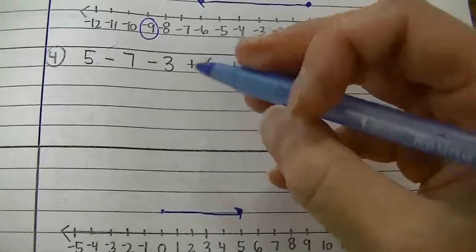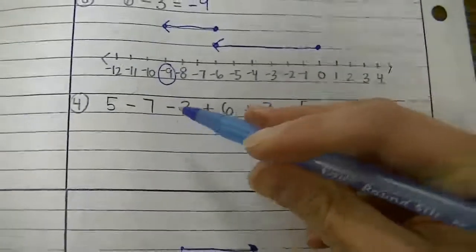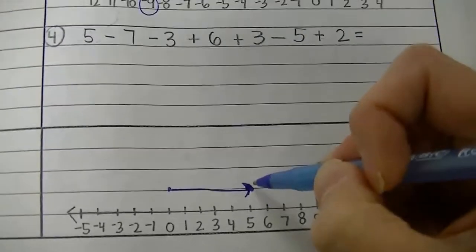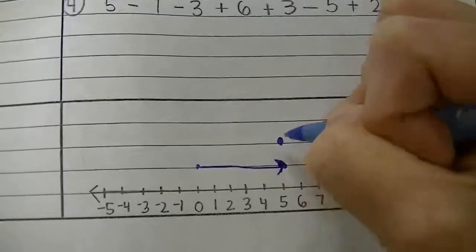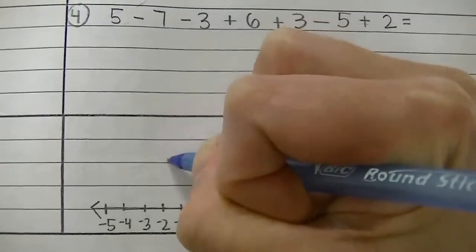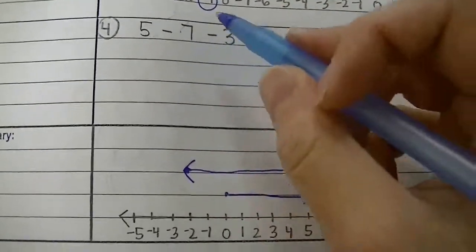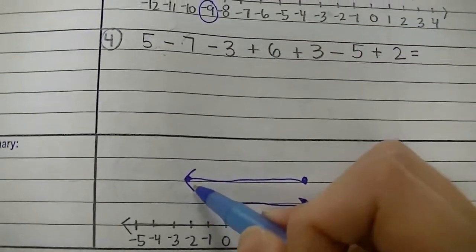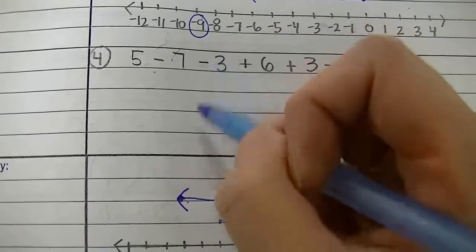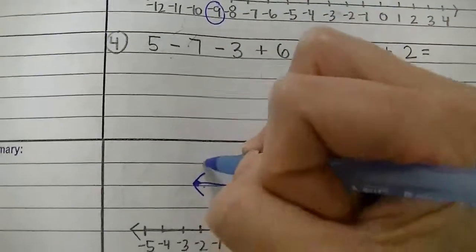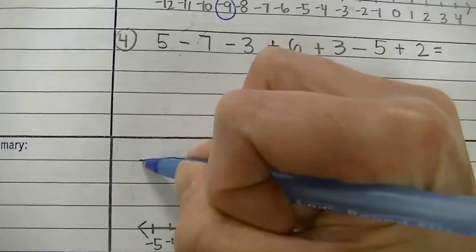And now I see that it says minus 7. Oops, sorry, my vector is a little off. It says minus 7, so that means from that 5, I'm going to go to the left 7 units. Okay, so we got those. So 5 minus 7 is negative 2, so that's where we're at. And then it says minus 3, so again, since it's minus, you're going to go to the left 3 more units, which brings you to negative 5.